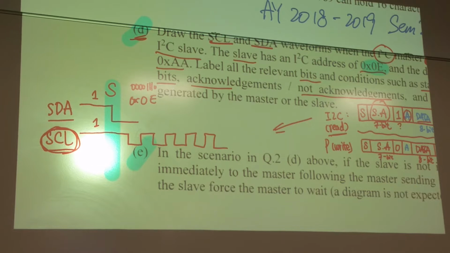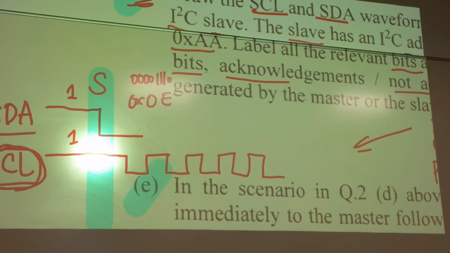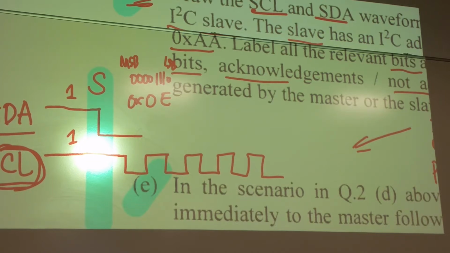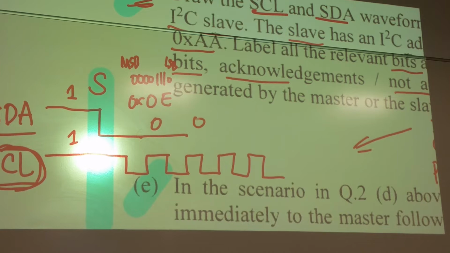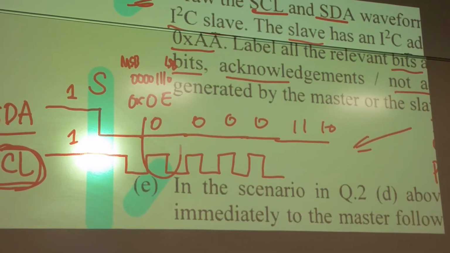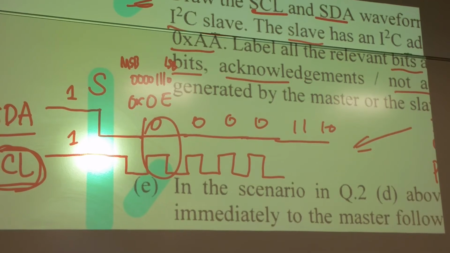And you should draw from LSB or MSB? LSB. So this is different from UART. UART is drawing from LSB, so I squared C is drawing from MSB. So you should have 0, 0, 0, 0, then 1, 1, 1, 0 when there's a clock. You must draw it synchronous with your clock.